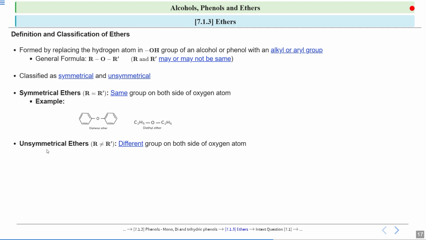The other type is unsymmetrical ethers. Very simple. R and R prime will be different. They are not the same. So if a different group is present on each side of the oxygen atom, then we consider it an unsymmetrical ether. For example, we have oxygen attached to an ethyl group and a methyl group. So this is ethyl methyl ether, and this is unsymmetrical because ethyl and methyl are different. Another example is methyl phenyl ether, where on one side of the oxygen we have a benzene ring, and on the other side a methyl group attached to the oxygen. So this is an unsymmetrical ether, where R and R prime are different.